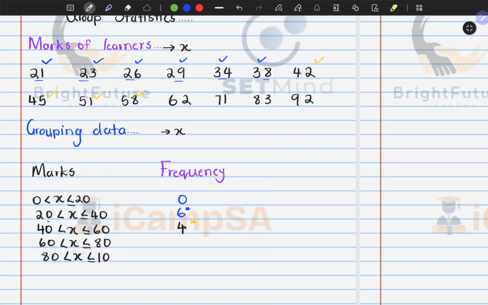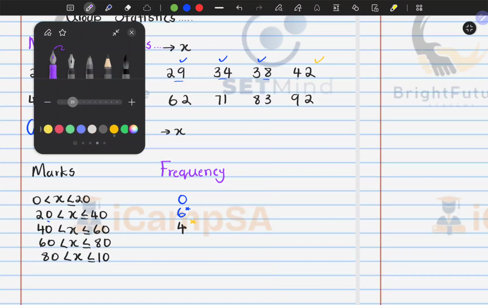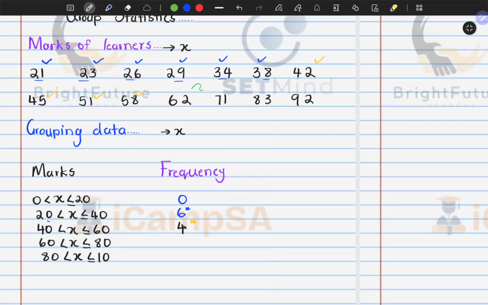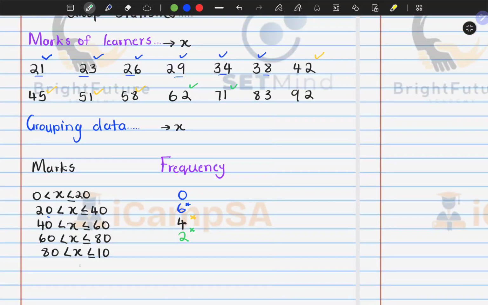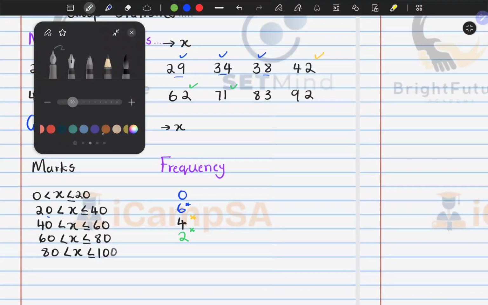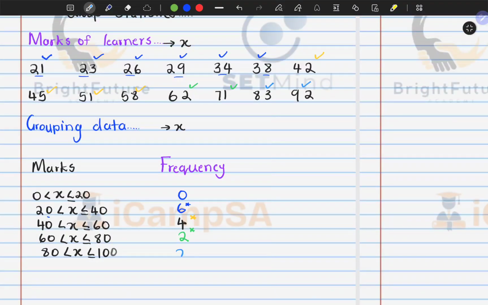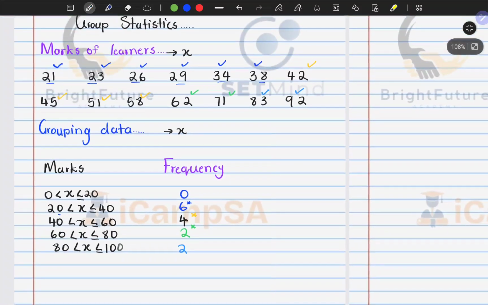Then above 60 and less than or equal to 80, let's have a look. You'll see that it's above 60, so you have 1, 2, because we should be less than or equal to 80. So you get a 2. And then above 80, but less than or equal to 100, if you observe carefully, you should be able to see that what we have there is just 2. This is how we find our frequency. That's how we move from what we have above to having frequency like that.